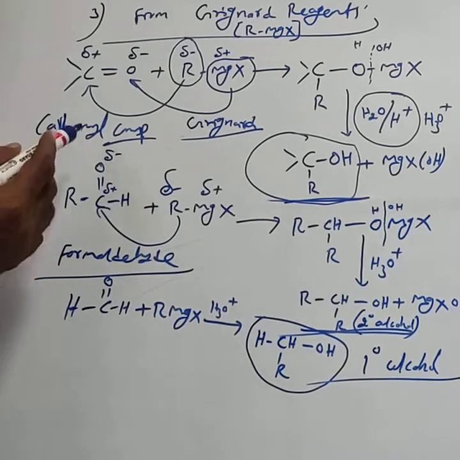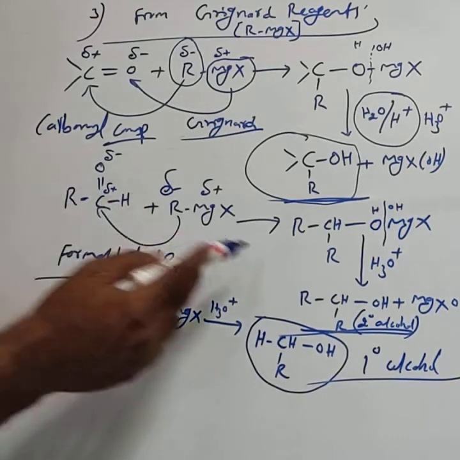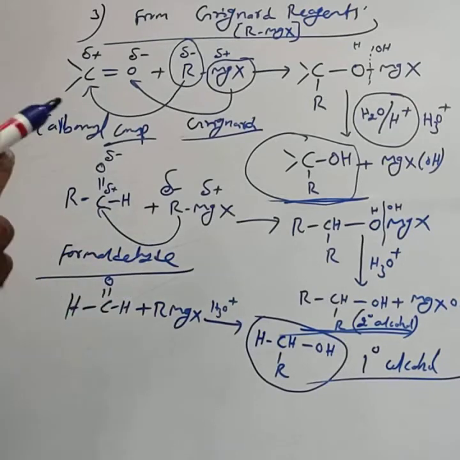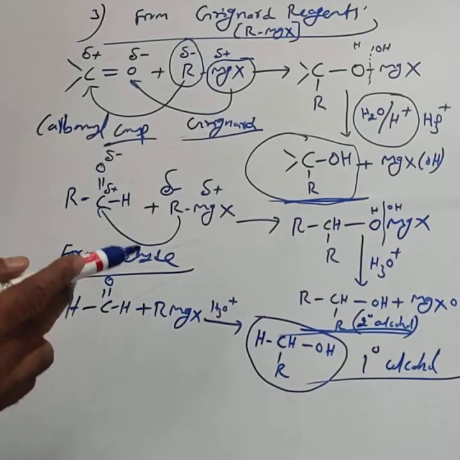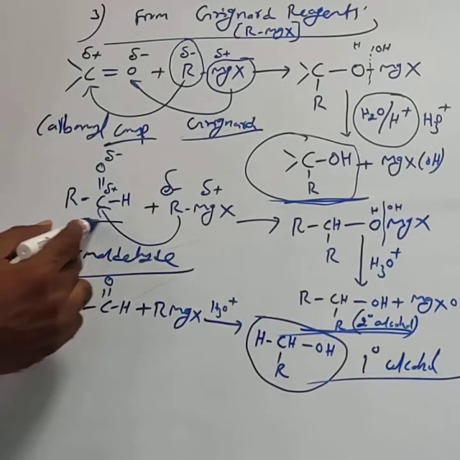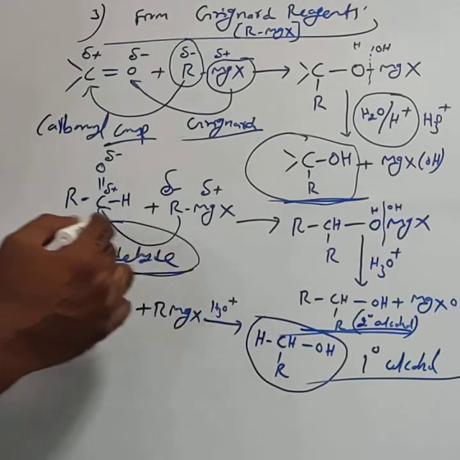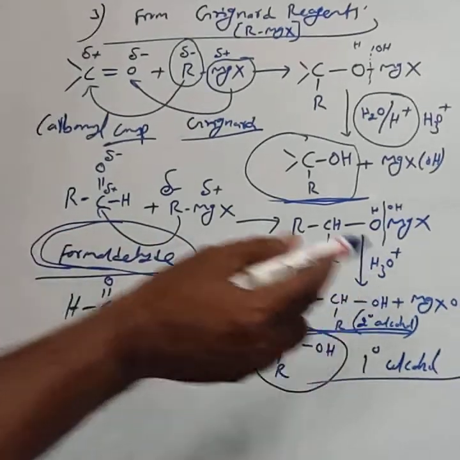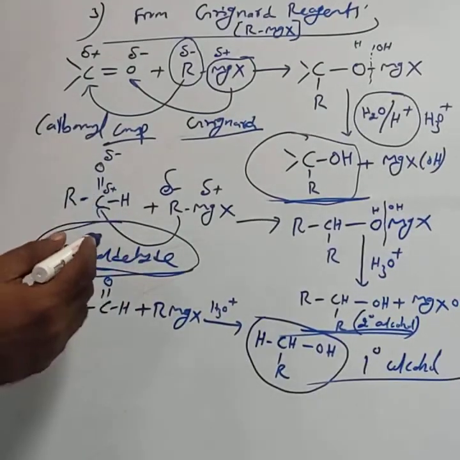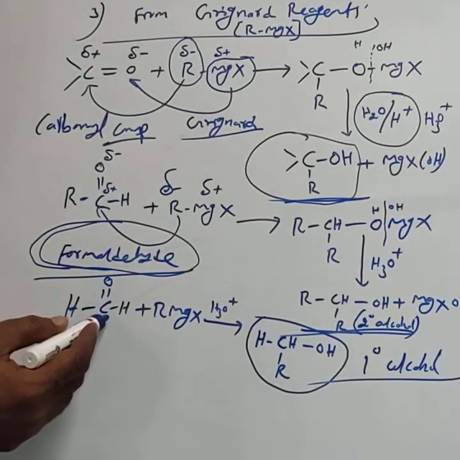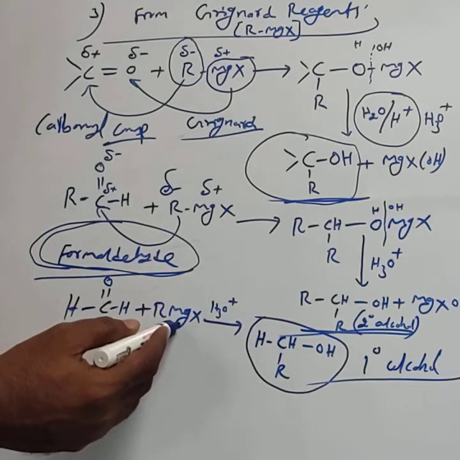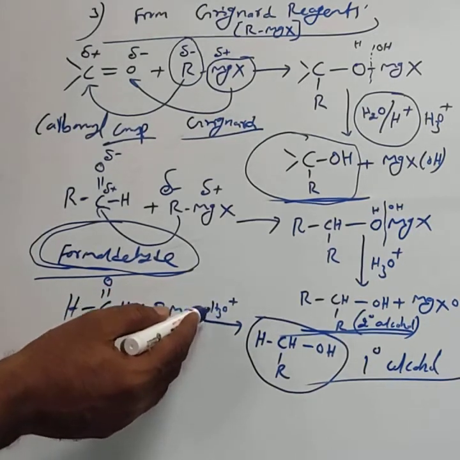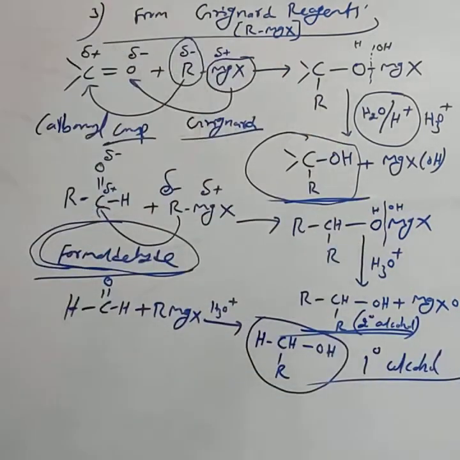That is, from aldehydes we get secondary alcohols, meaning aldehydes other than formaldehyde form secondary alcohol. If you take formaldehyde treated with Grignard reagent followed by acid hydrolysis, you get only primary alcohol. For 1 mark, they can ask this question.